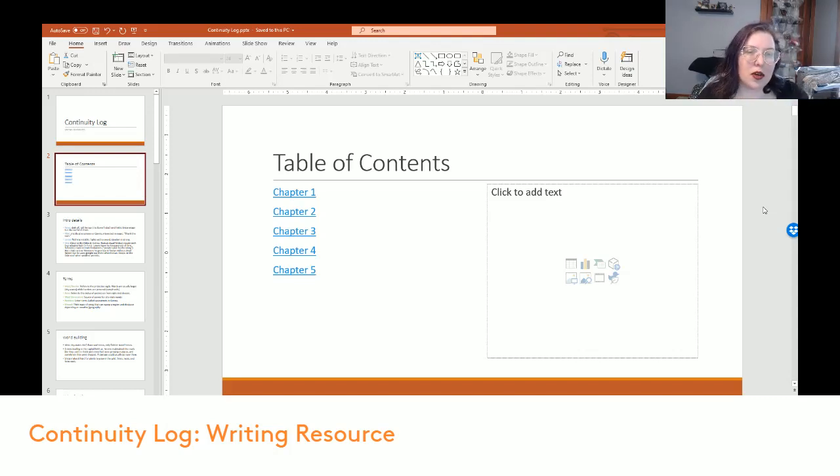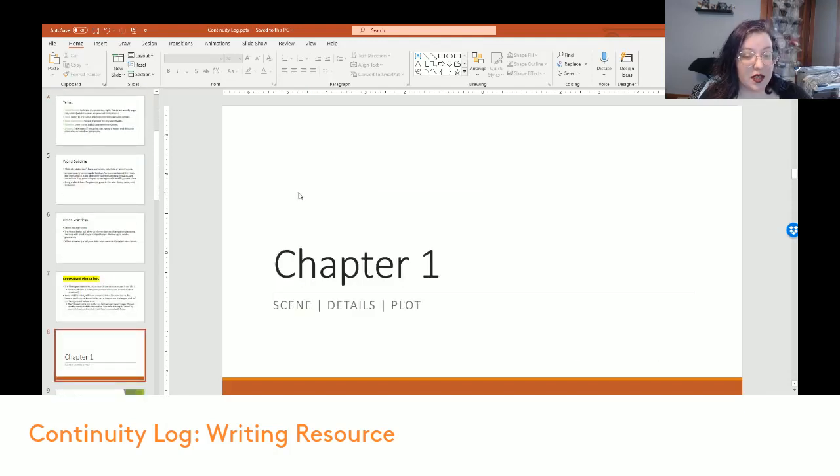And this is more convenient for when it starts getting longer and I get into the later chapters and it starts to get a little blurry what exactly happened in chapter 1. And to save myself having to read it in order to understand what I did, I have links here. And what they do is they link to each section. And each section has its own breakdown for scene, details, and plot. So that makes it so I know what I need to do.